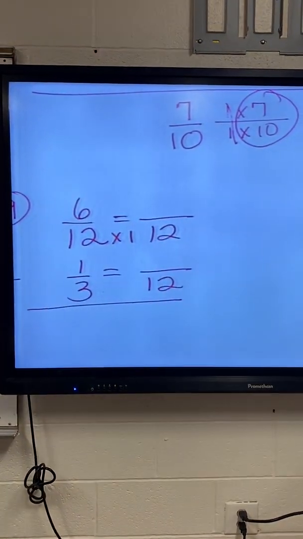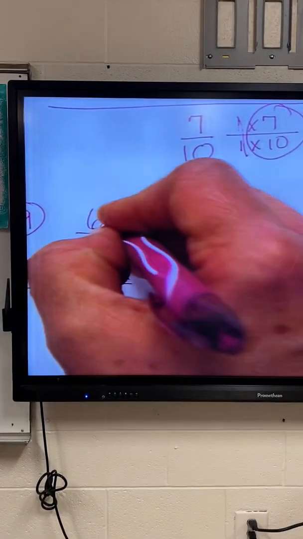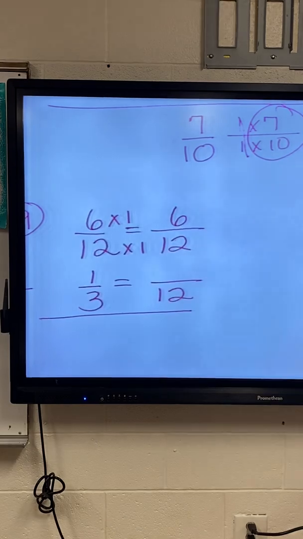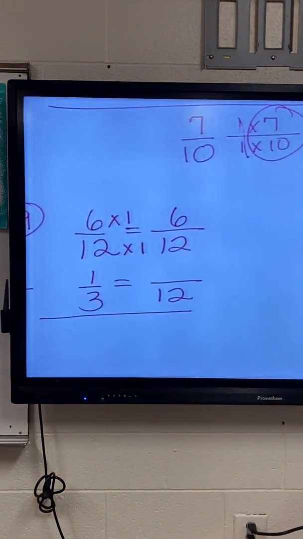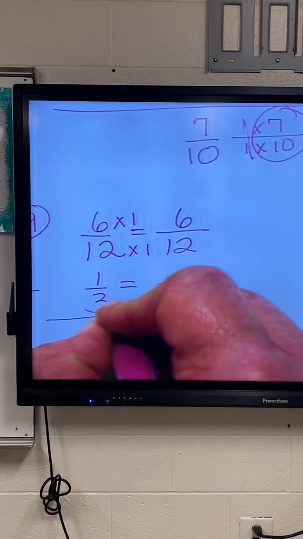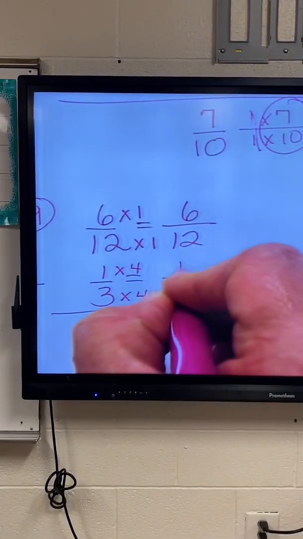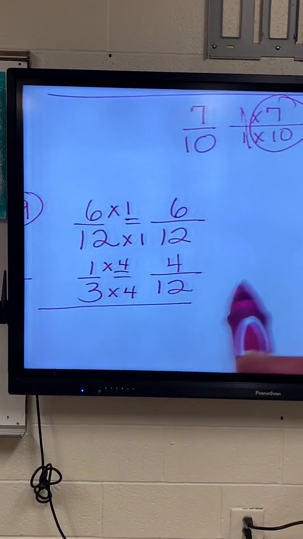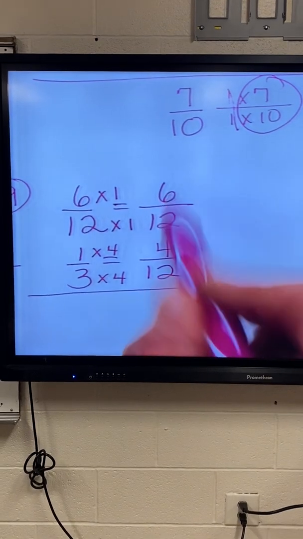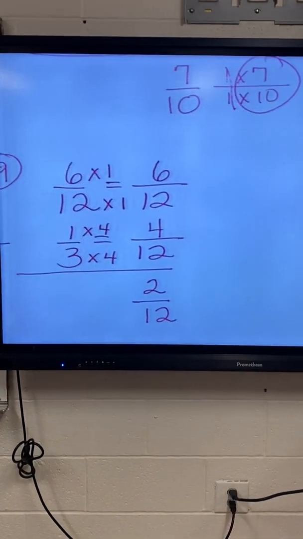12 times 1 gives me 12. So I have to do the same exact thing to the numerator. So 6 times 1 is 6. Since we kept the same denominator, you keep the same fraction. Then on the bottom, 3 times 4 is 12. So 1 times 4 is 4. And now I'm able to subtract my numerators. 6 minus 4 is 2. And my denominator stays at 12.